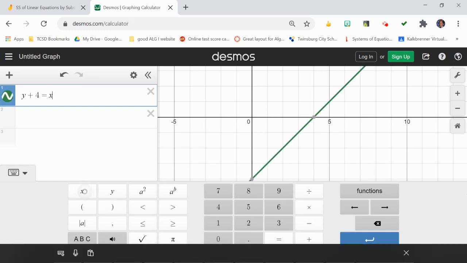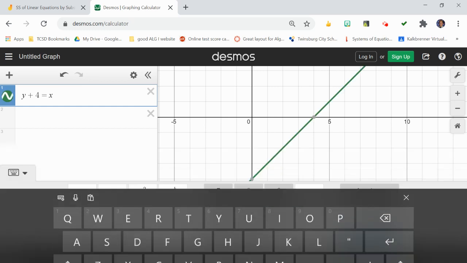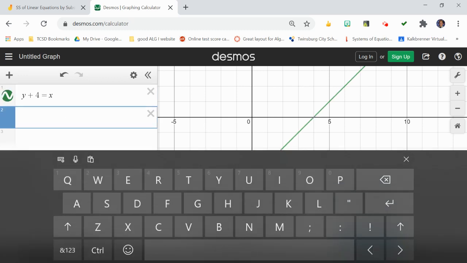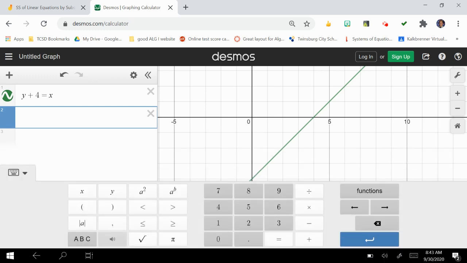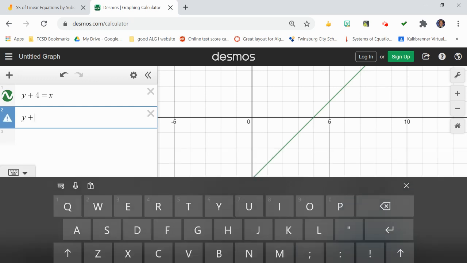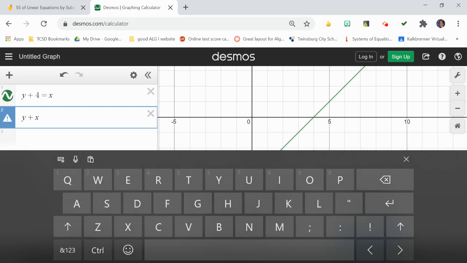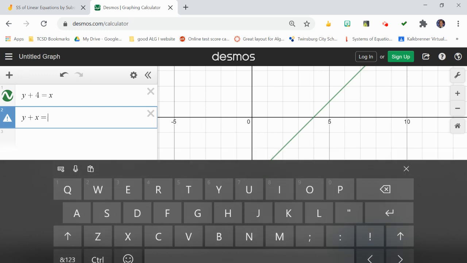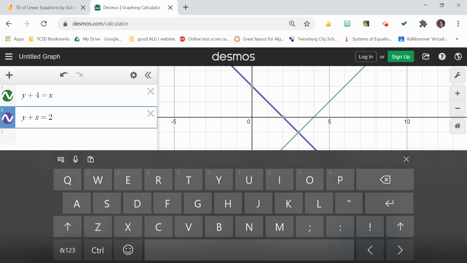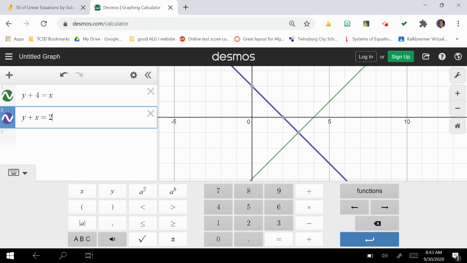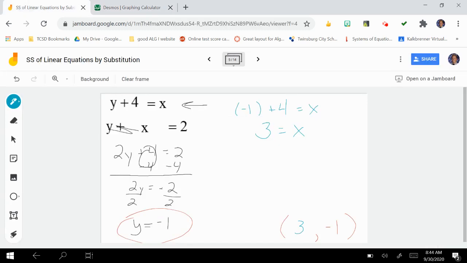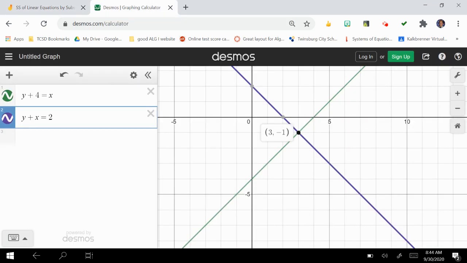Equals x. And then I also have y plus x equals 2. And you can see that point of intersection, what we proved, all of our hard work, was 3, -1. You can see that by checking your answer in Desmos.